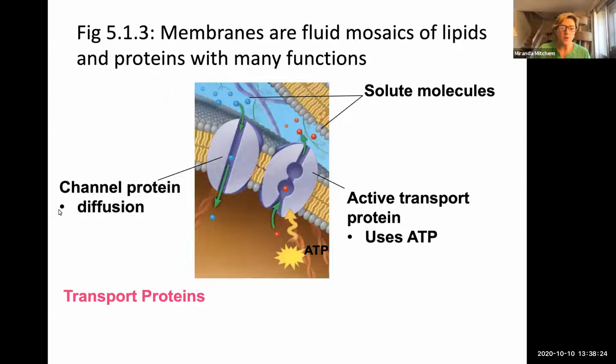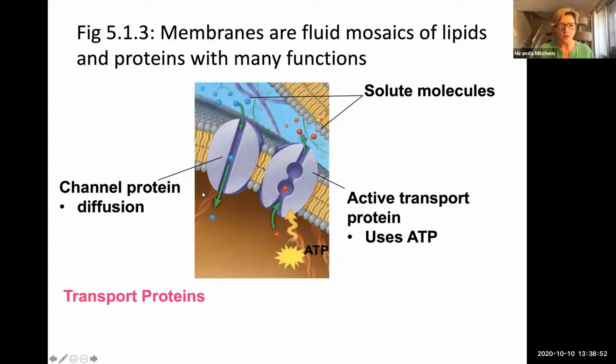Okay, we're now going to move on to the first category of proteins that are found in the eukaryotic cell membrane. And these are what are commonly called transport proteins. And like the name suggests, they have the function of transporting molecules across the membrane or through the membrane. We have two types that we're looking at, and both of them are shown in this figure.